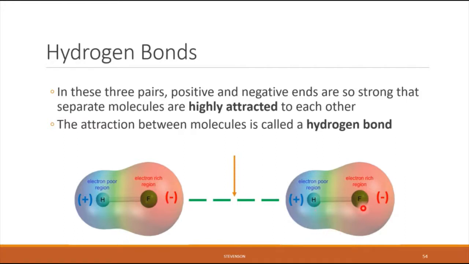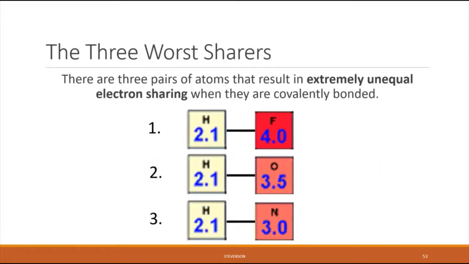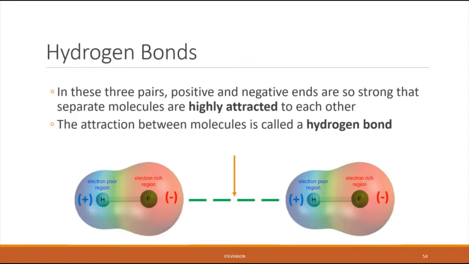Within each molecule, there is a polar covalent bond between the hydrogen and the fluorine. But the hydrogen bond is a name for this strong attraction between separate molecules. It is called a hydrogen bond because if we take a look back at the set of the 3 worst sharers, each of them contains hydrogen as one of the unequal partners in this sharing arrangement. So therefore, the attraction between the separate molecules has been deemed a hydrogen bond.